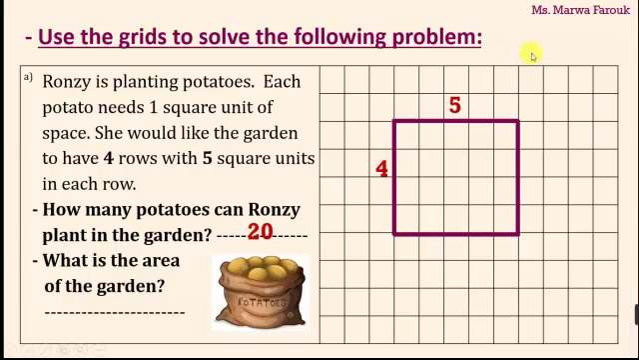And what is the area of this garden? I have here the number of rows and the number of columns. I can just multiply them by each other. So I'm going to write 4 times 5 equals 20 square units. This is the area of the shape.